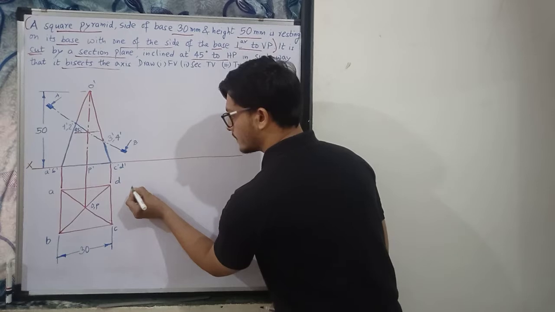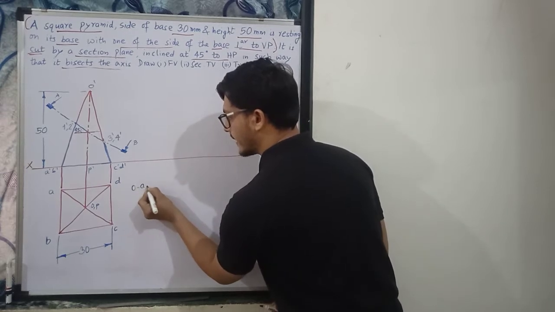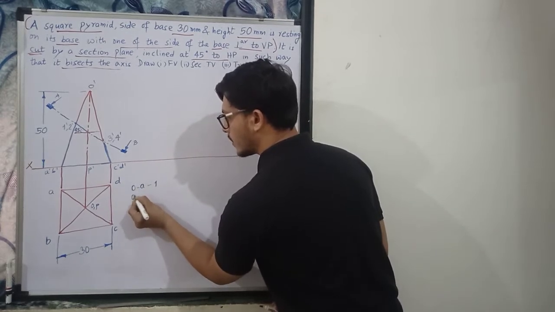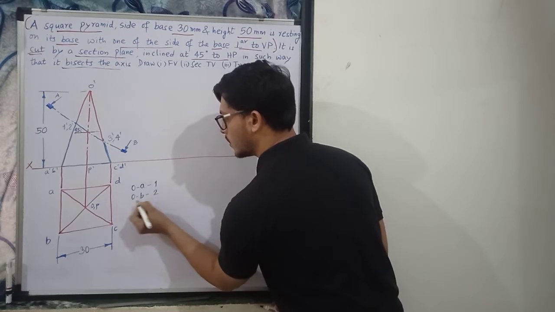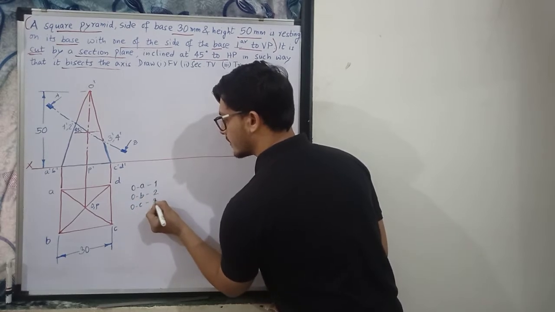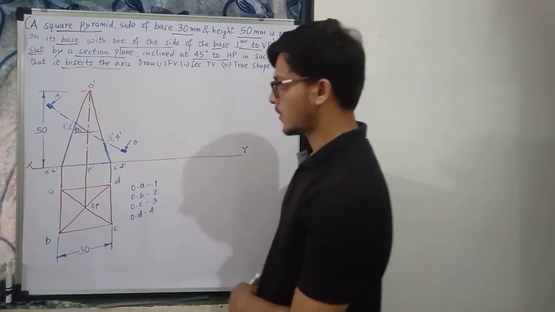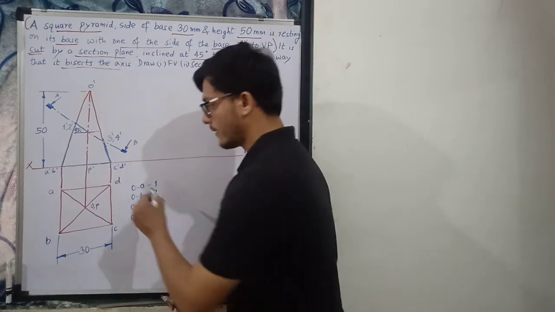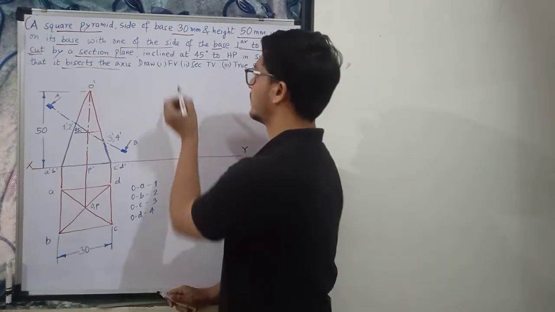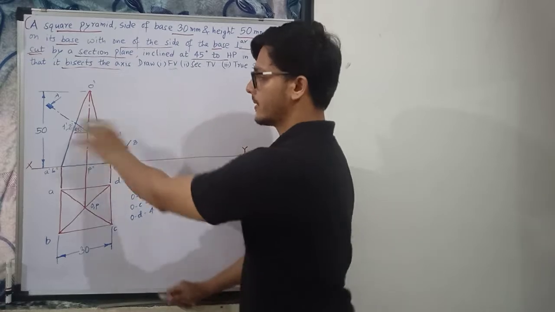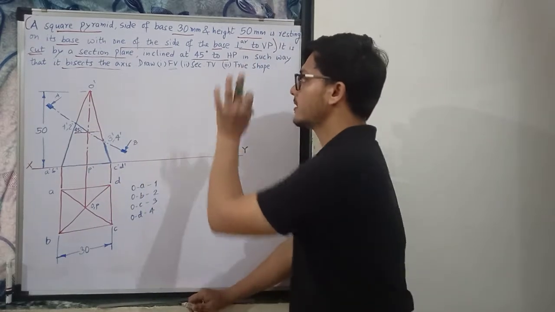So on OA where it is cutting I am giving number 1, OB where it is cutting I am giving number 2, OC where it is cutting I am giving number 3, and OD where it is cutting I am giving number 4. Okay. So now next step, you have to draw the sectional top view. Front view is ready. It is completed. सेक्शनल टॉप व्यू बनाना है.